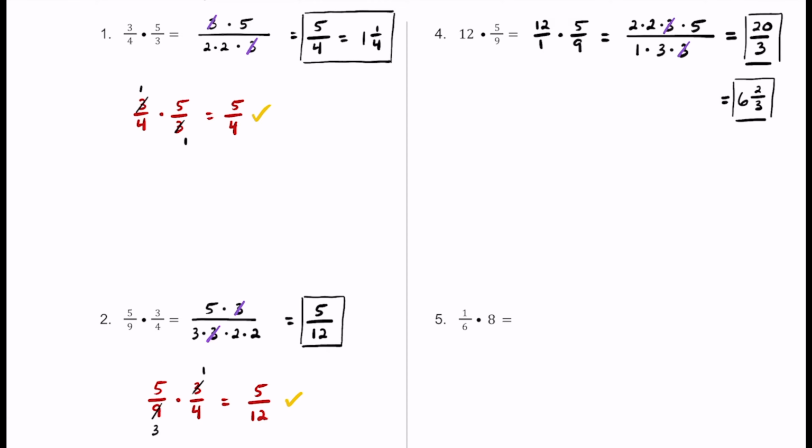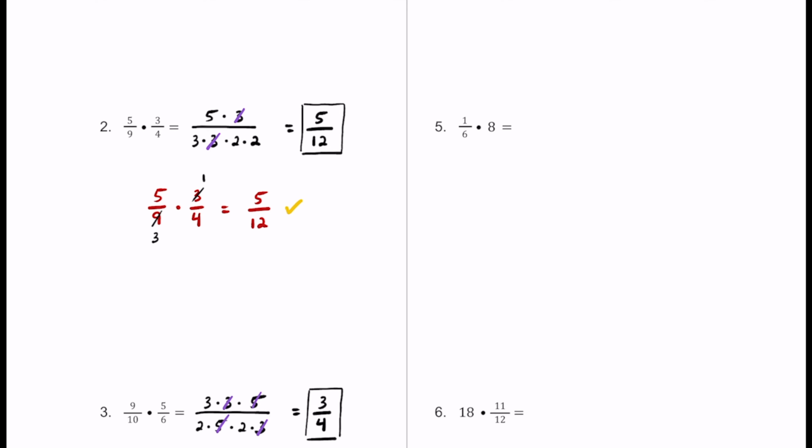Okay. Now, if you want to use cross-canceling, that's fine. You can write this 12/1 multiplied by 5 over 9. And it looks like 9 and 12 are both divisible by 3, so 12 divided by 3 is 4, 9 divided by 3 is 3. Then on top here, 4 times 5 is going to be 20, and on bottom 1 times 3 is 3. So that's the improper fraction version, and you can convert it to a mixed number if you would like to.